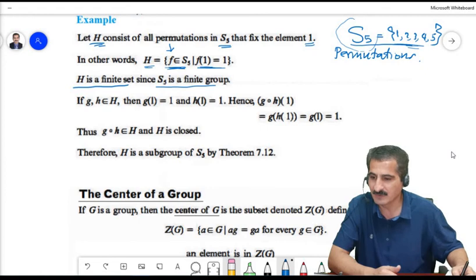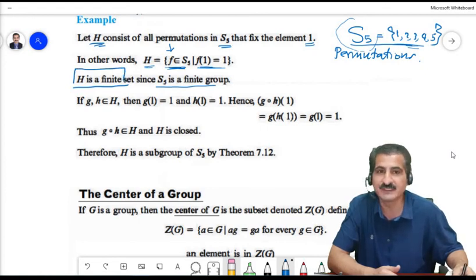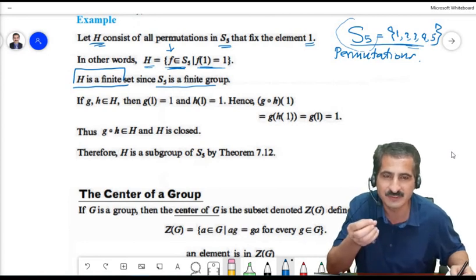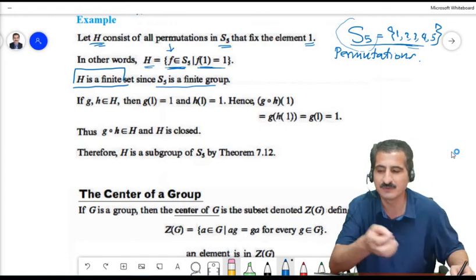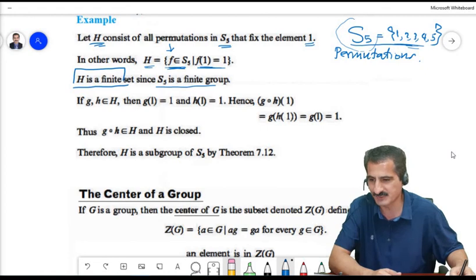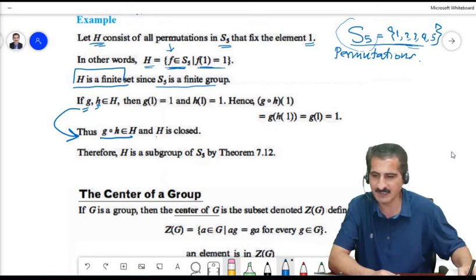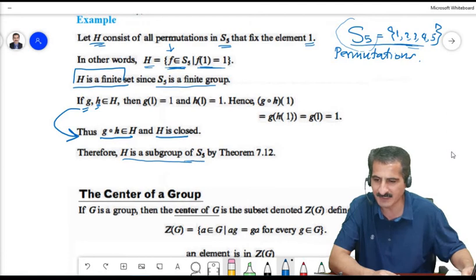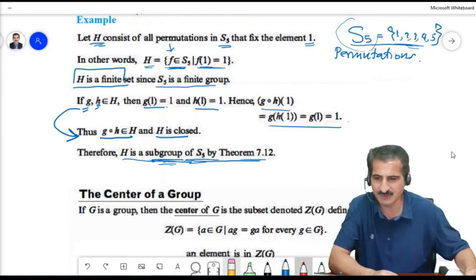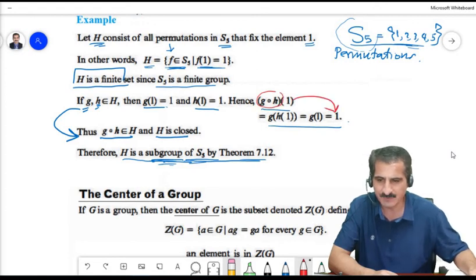Okay, now H is finite, so to prove it is a subgroup, we only need to prove it is closed under the operation, and the operation here is composition of functions or of permutations. So now, take two elements from H, g and small h. We want to prove that their composition is in H, and so H is closed. And therefore, by the theorem we just proved, H is a subgroup. Okay? And to do so, since g and small h are in capital H, then g of 1 is 1 and h of 1 is 1. Take the composition, boom, boom, the composition is 1. So this composition, this function, takes 1 to 1. Good, so it is in here. Then we are done.